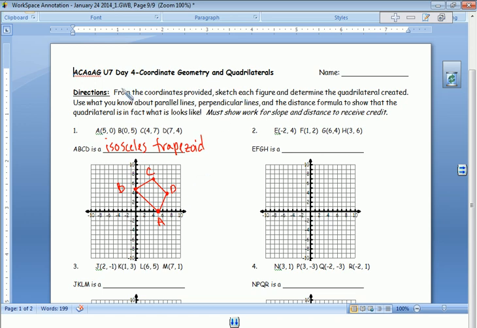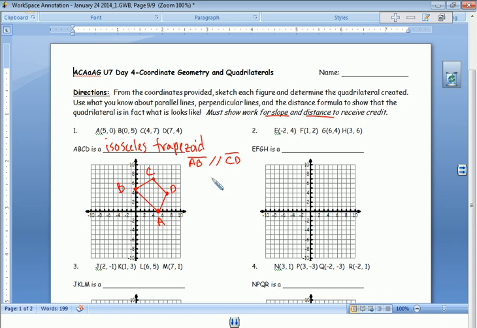So now let's read the rest of the directions. Use what you know about parallel lines, perpendicular lines, and the distance formula to show that the quadrilateral is in fact what it looks like. You must show work for slope and distance to receive credit. So what do we need to show to prove an isosceles trapezoid? We need to prove that the bases are parallel. So we want to show that AB is parallel to CD, right?